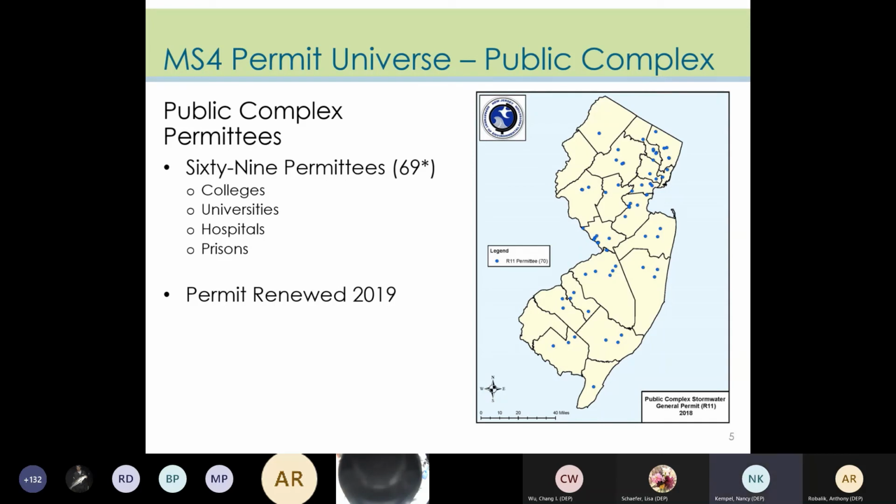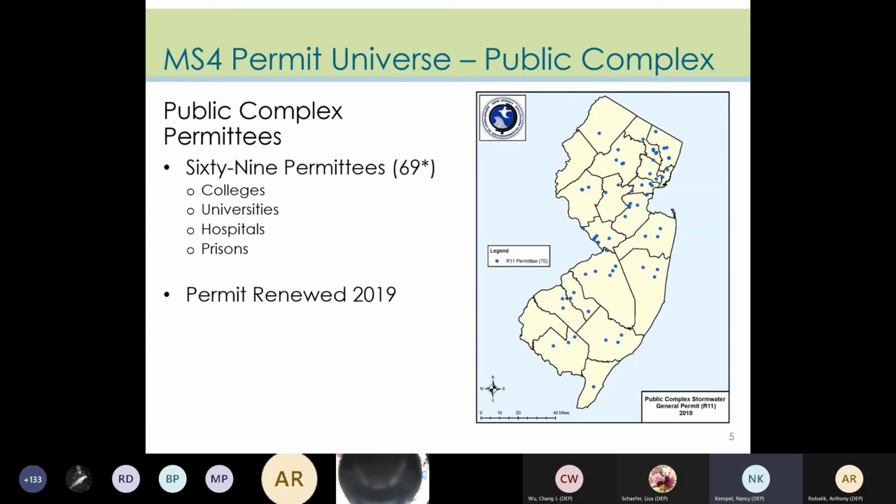So we also have the third MS4 permit for the public complexes. Right now we have 69 public complexes that we permit, and they are mostly public colleges, universities, hospitals, prisons, and this permit renewal became effective January 1st of 2019. They were a year off from the Tier A and Tier B permits.